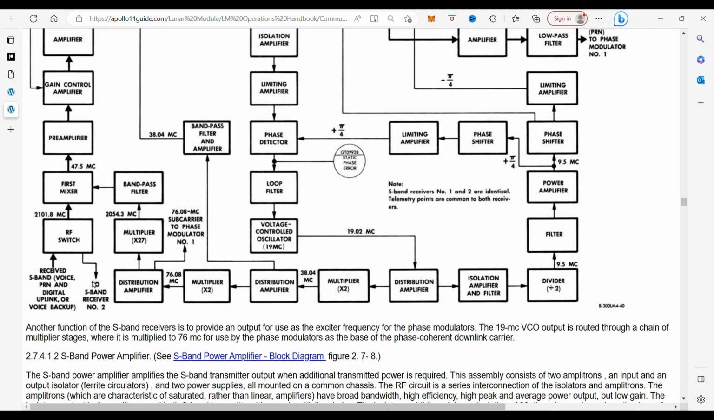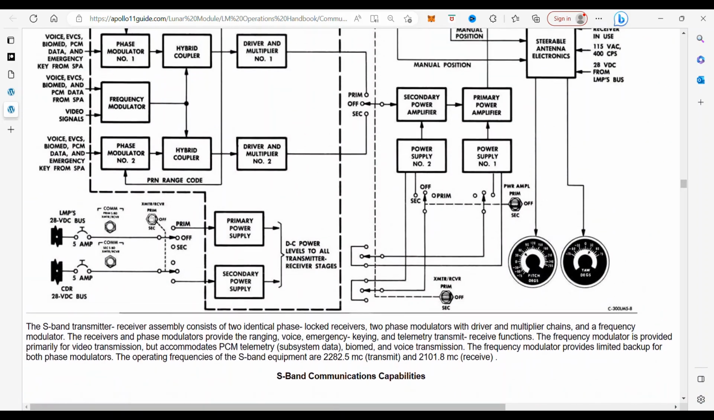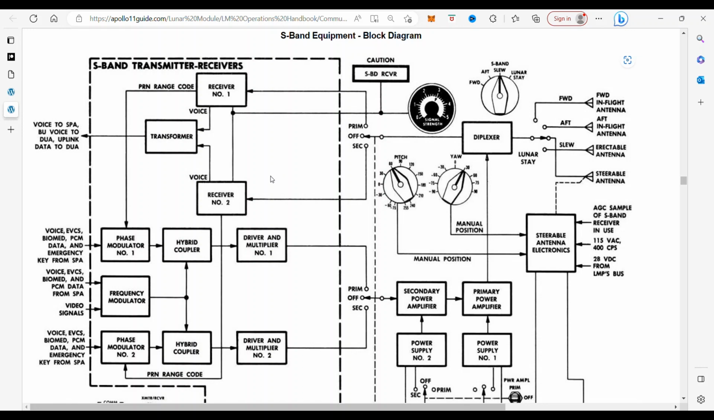Now it comes down right here to the S-band receiver, and that's number 2 here, and it's a redundant system, so it's the same as number 1, which is right, receiver number 2 and receiver number 1. So then the antenna comes into the receivers, and now we can get whatever they were saying from Earth, and the antenna is pointed the correct way, and then when the astronauts transmitted, it would be with the strongest signal strength from the moon back to the Earth.